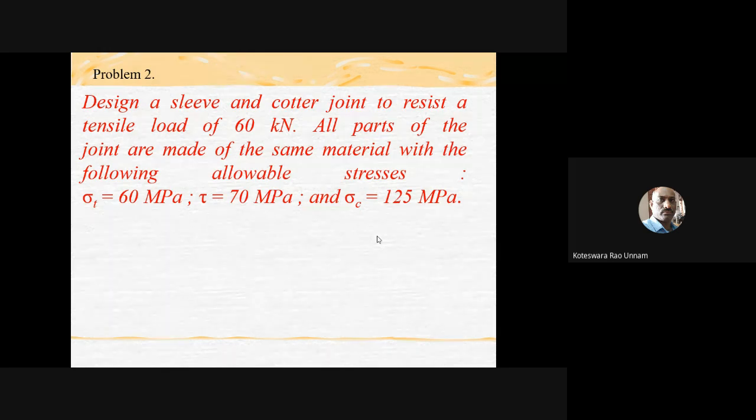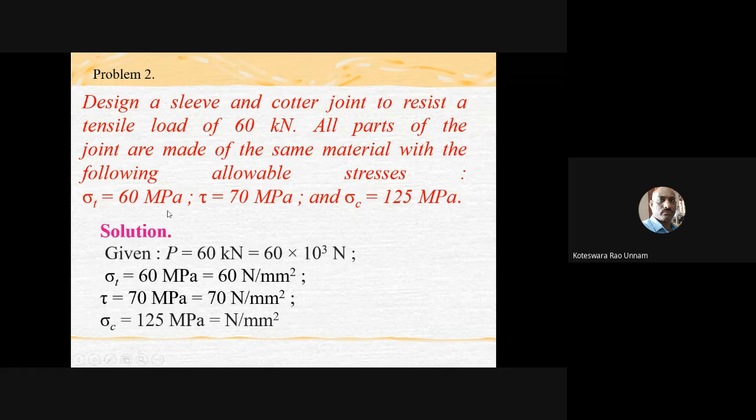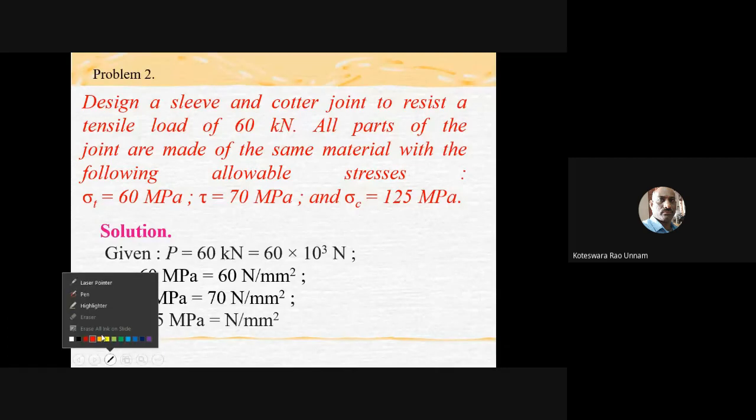which is subjected to a load of 60 kilonewtons, and it is given that all the parts of the joint are made of the same material, such that the tensile strength is the same for all the components, shearing strength is the same, as well as crushing or bearing strength also the same. The allowable stresses he has given as 60 MPa, shear stress 70 MPa, and crushing strength is 125 MPa. So this is the data he has given. The joint is subjected to 60 kilonewtons, and these are the allowable stresses he mentioned in the problem.